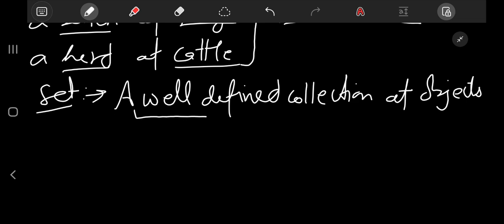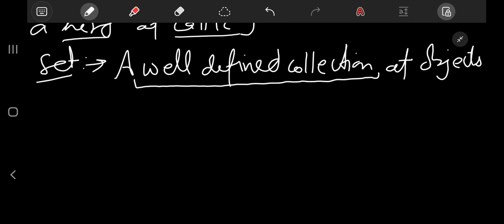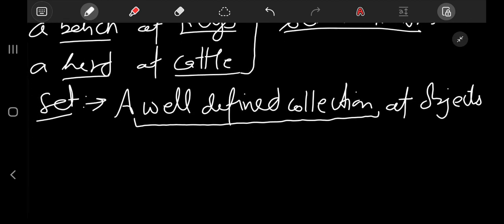What is the important thing in this definition? That is well defined collection. Most important is well defined collection. What do we mean by well defined collection in mathematical language? By well defined, we mean that given an object, we should be able to say without hesitation whether it belongs to a set or not. There are clear criteria for inclusion or exclusion of a particular object from a set of objects, from a collection of objects. Okay.